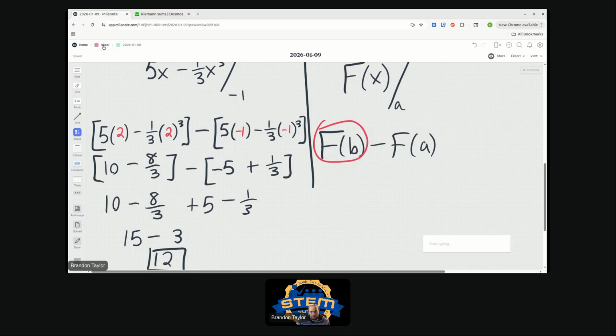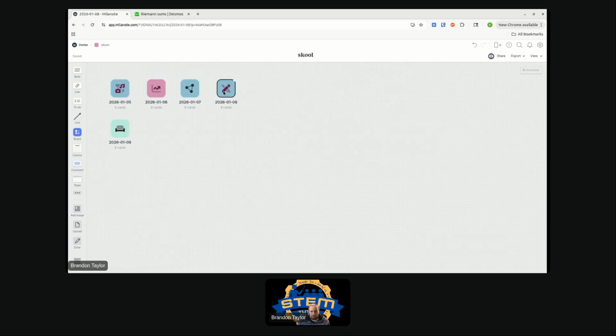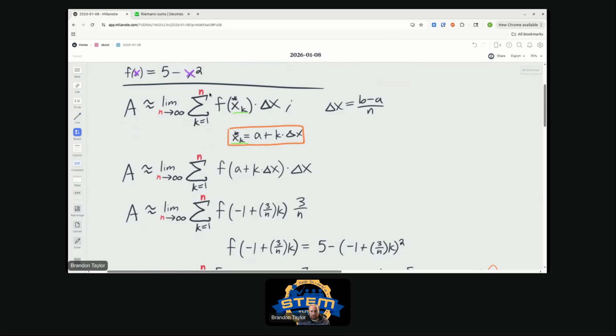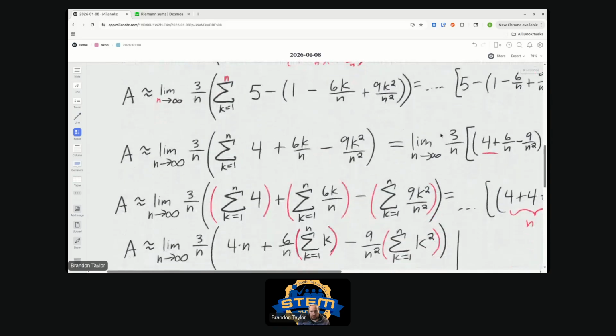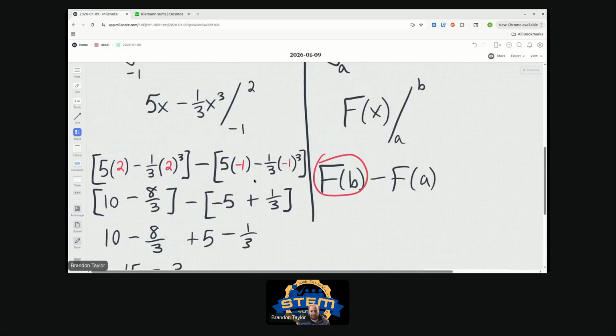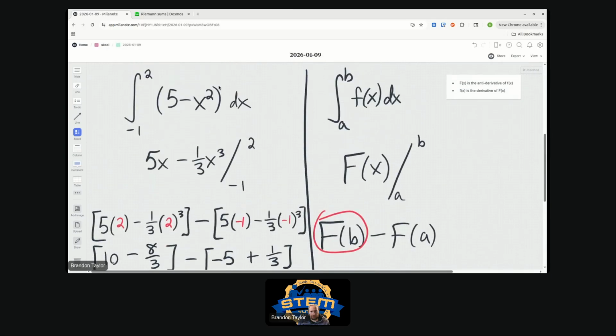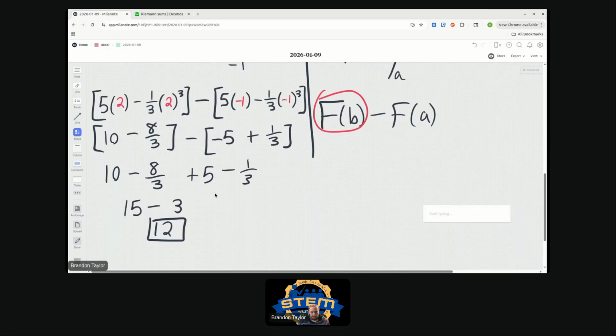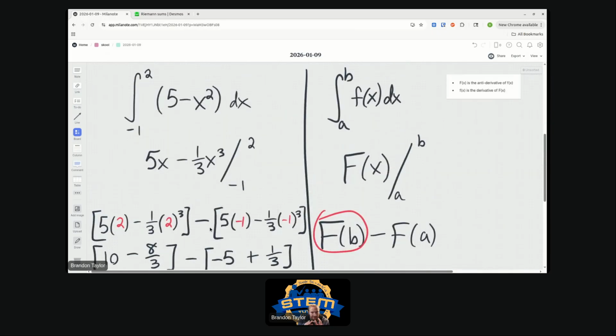So remember all that crazy work we did before? All that crazy amount of work, like literally 15, 20 lines of nonstop pain to get to that number 12, that all gets replaced with this new technique, which is only like 3 lines or 4, depending on how you count. So much less painful. You don't have to think about the limit. You don't have to think about any limits as n goes to infinity. You don't have to think about any summations. You don't have to do any of that stuff.